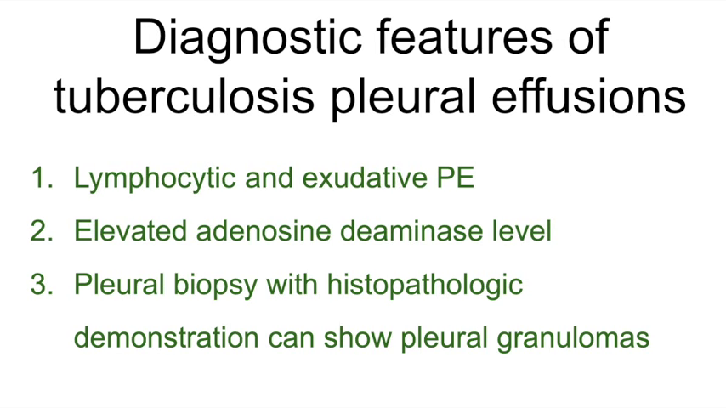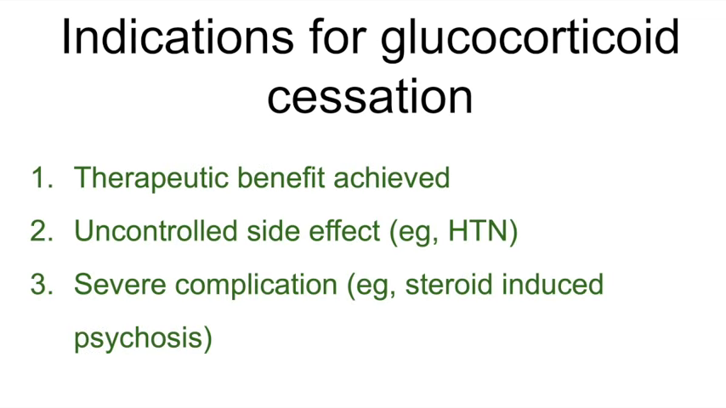So, if a patient is being treated with steroids for a condition, what are some indications for glucocorticoid cessation? First is that therapeutic benefit has been achieved. Second is that they may be experiencing uncontrolled side effects such as hypertension. And third, severe complications such as steroid-induced psychosis.